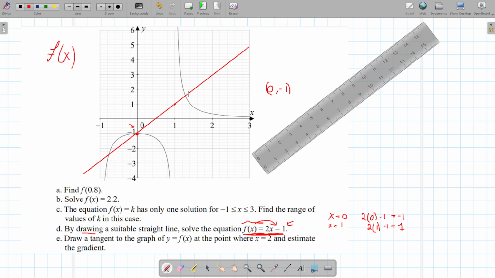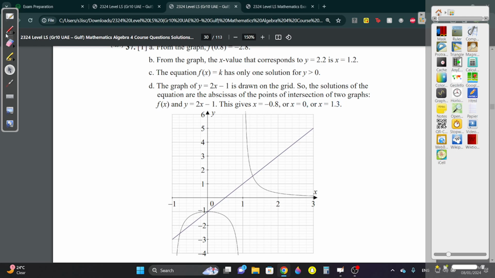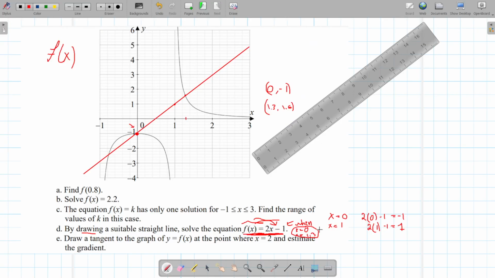and our second solution is over here at, it's not really accurate, but say 1.3 comma 1.6. So f of x equals 2x minus 1 when x equals 0 and when x equals 1.3. Let me double check on this answer. Yeah, when x equals 0 and when x equals 1.3. That's how you do it. You just draw the line and find the intersection points.